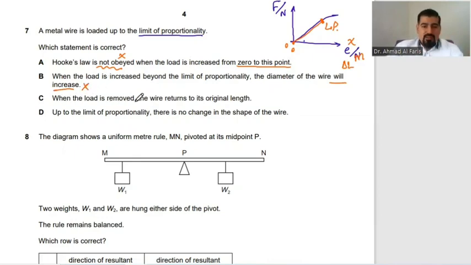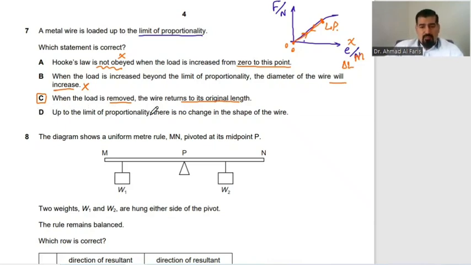C, when the load is removed, the wire returns back to original length. Yes, when they say that it's directly proportional, this is the loading until this point and this is the unloading, so it will not be deformed. So the answer so far is C. It's undeformed. So that means the wire or the spring, until this point, can return back to original dimension, to original length.